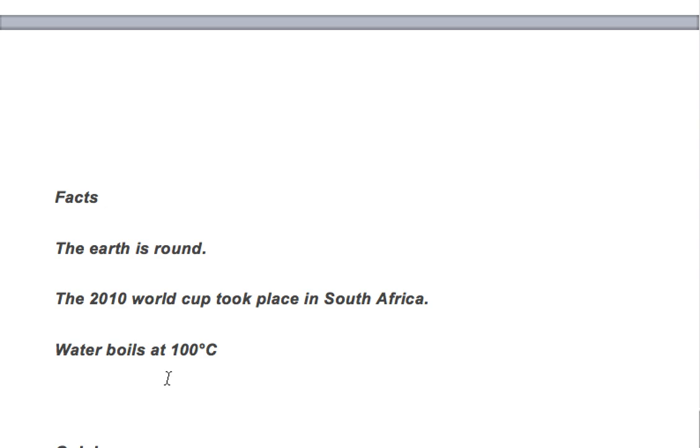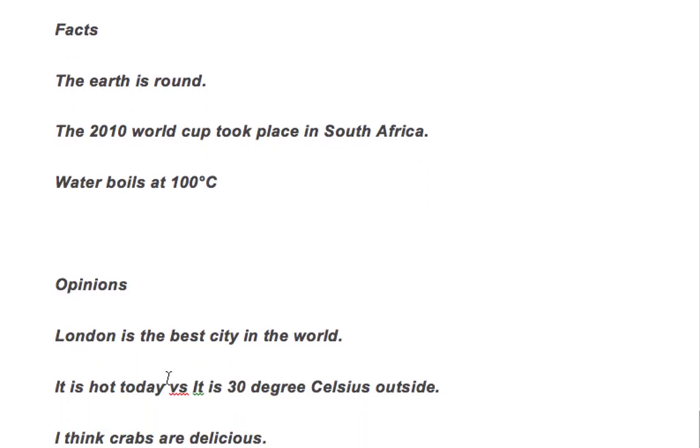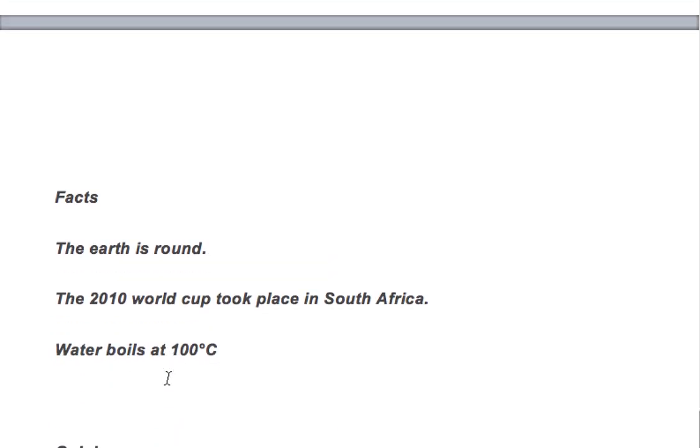Now let us take a look at some examples of facts versus opinion. So let us take a look at facts first. The earth is round. That is factual information because we can verify, we can test.